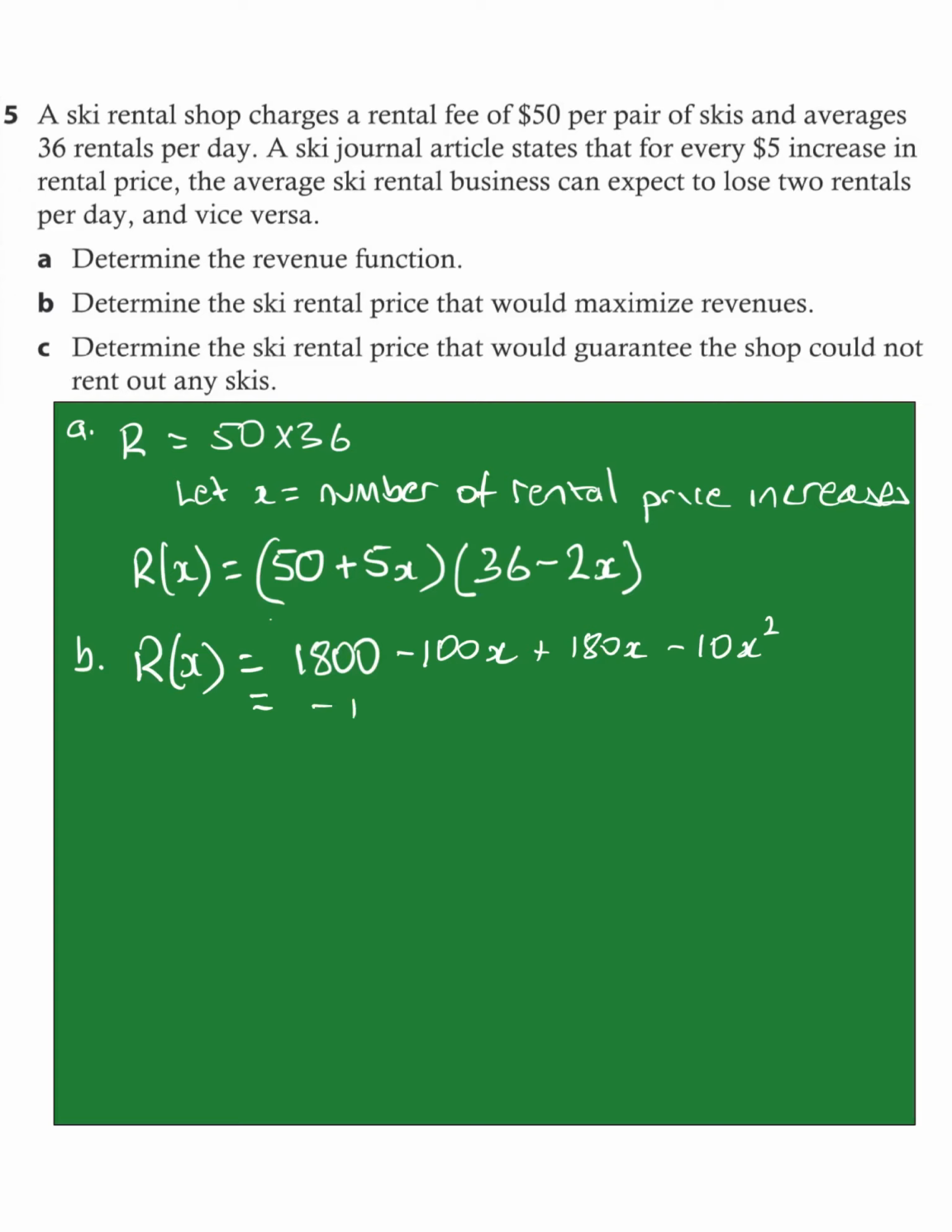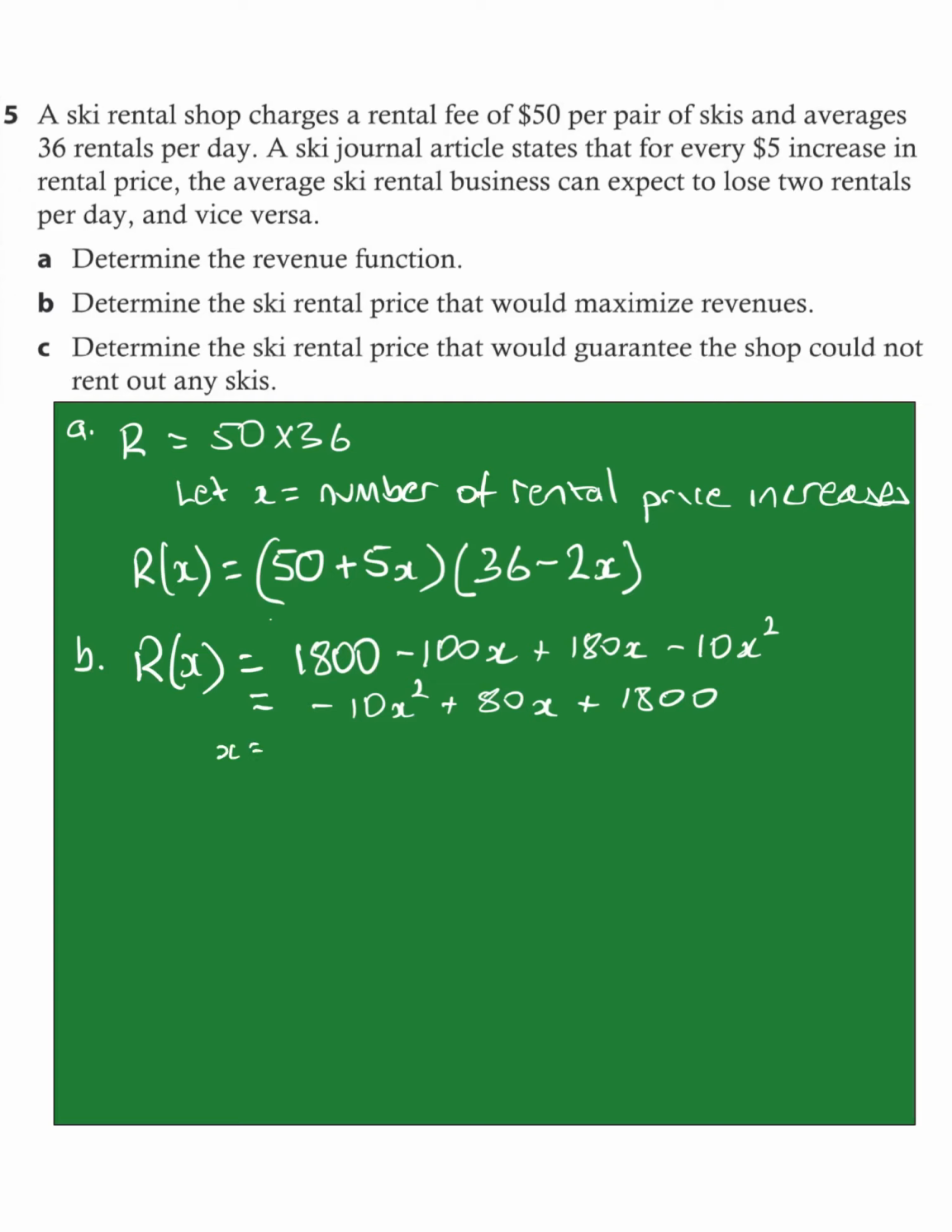Let's tidy this up further. We've got minus 10x squared plus 80x plus 1800. Now it says determine the ski rental price that would maximize revenues. Well, this is an upside down parabola. It's got minus 10x squared, so it's definitely a maximizing question. What we need to find is the value of x at the vertex. We can do that using minus b on 2a.